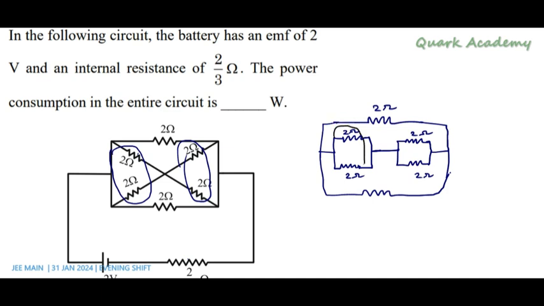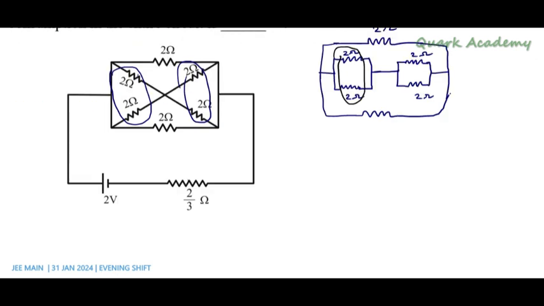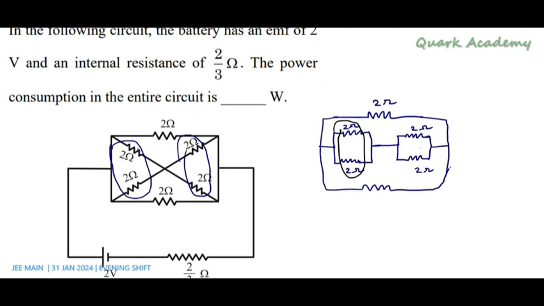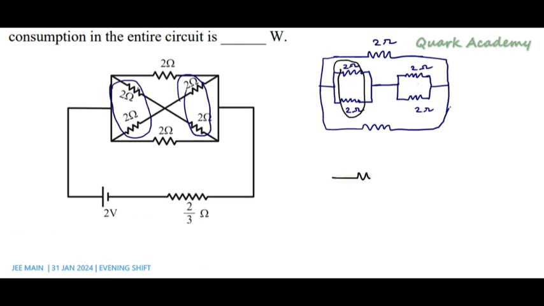Now, these 2 are in parallel. If we simplify this, we'll get 1 ohm. Similarly, the other one is also going to be 1 ohm. So we can again redraw this circuit. This is 2 ohm. Here we have 1 ohm, 1 ohm, then 2 ohm. So this is 1, 1, and this is 2.